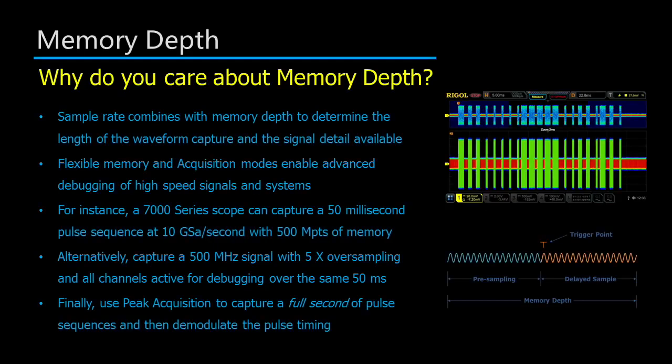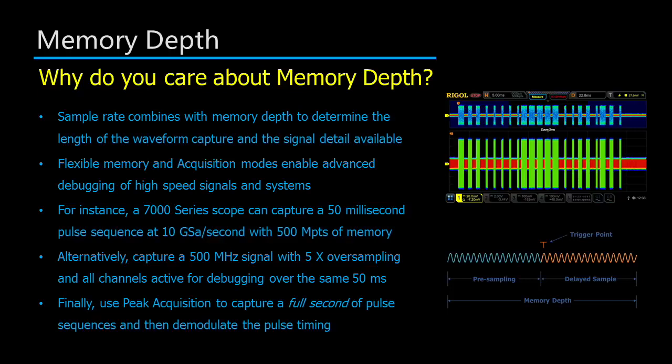Flexible memory depth is crucial to signal analysis performance. The 7000 series oscilloscope offers up to 500 million points of memory for your signal analysis needs. Let's look at 3 different ways you can configure the memory to get the most out of your signal analysis.